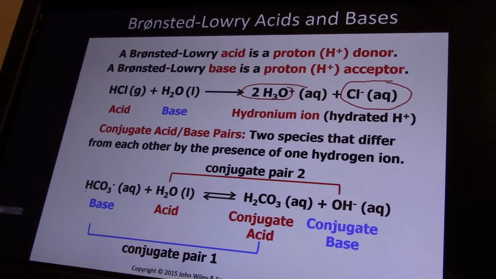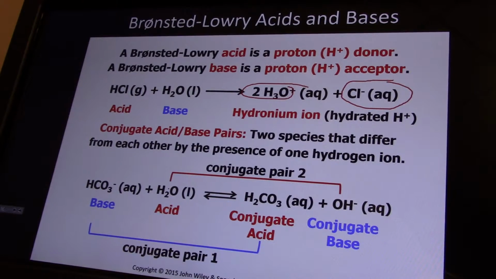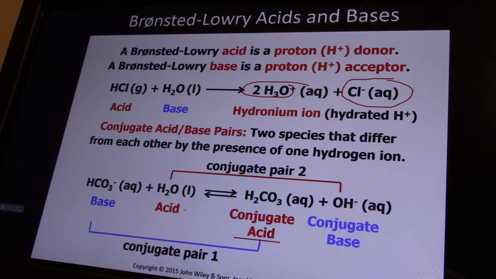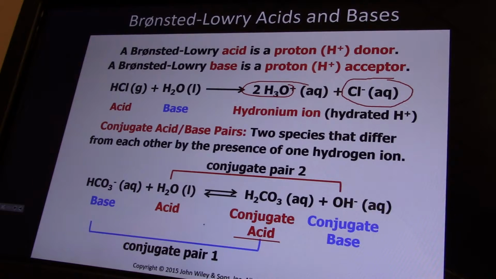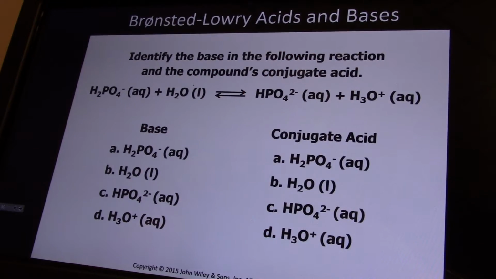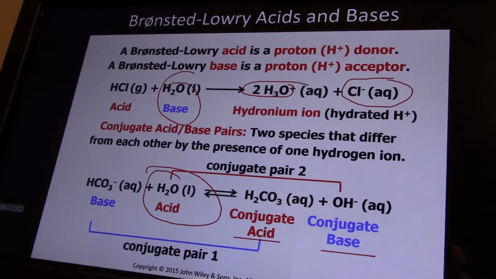Here, bicarbonate is a base, so once it accepts a proton, it becomes a conjugate acid. Water here is acting like an acid. Once it donates a proton, it becomes the conjugate base. Notice that water can be an acid or a base, and we're going to call that amphoterism. Some compounds are amphoteric. They can be either an acid or a base, depending on what their chemical environment around them is. It all depends on what's happening around them.